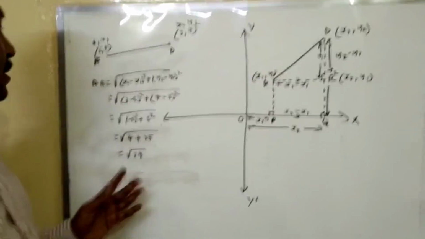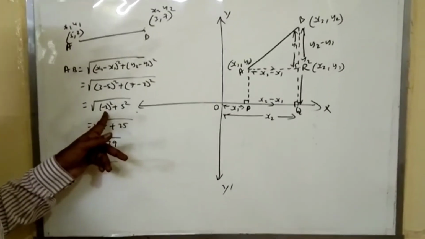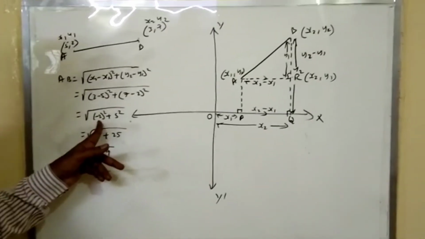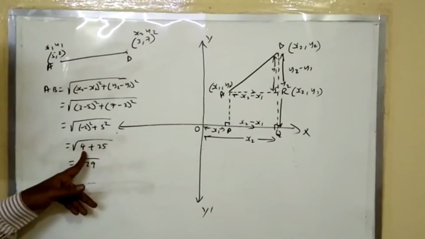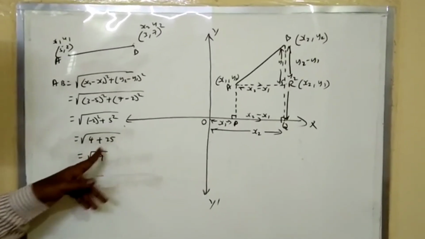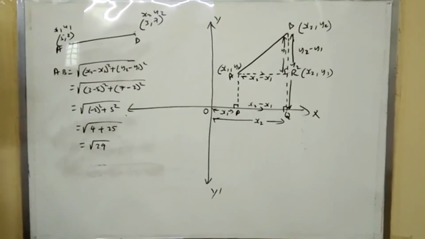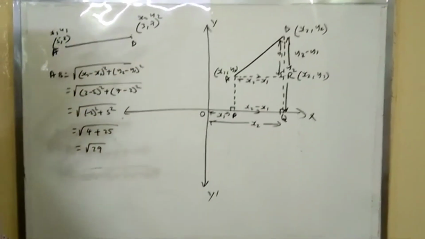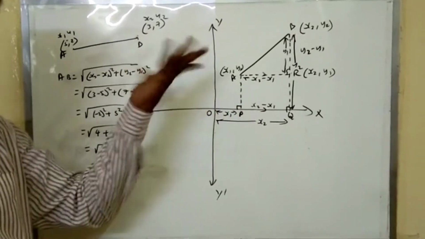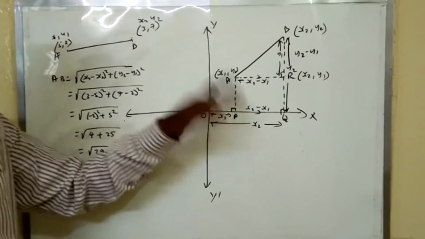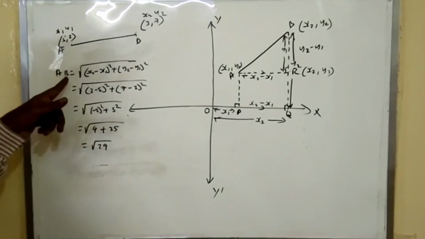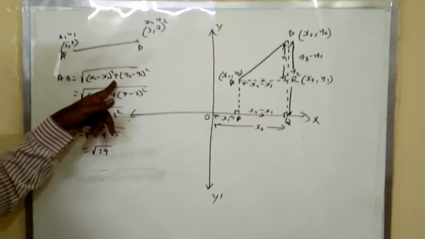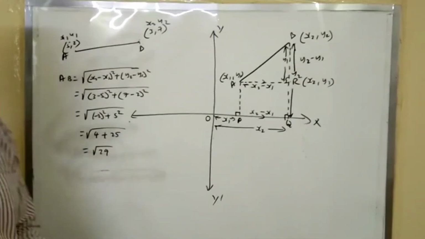I already said why a modulus is not necessary: because here we got a negative number, and on squaring it became a positive number. So like that you can find the distance between any two points on this Cartesian plane, any two points which are neither parallel to the x-axis nor parallel to the y-axis. So the distance is the square root of x2 minus x1 whole square plus y2 minus y1 whole square.